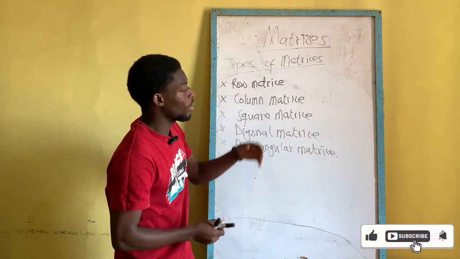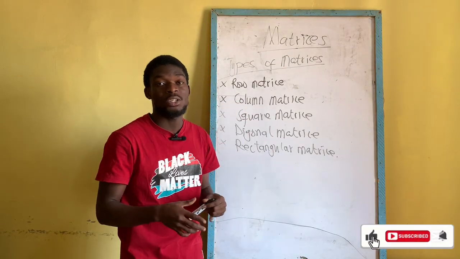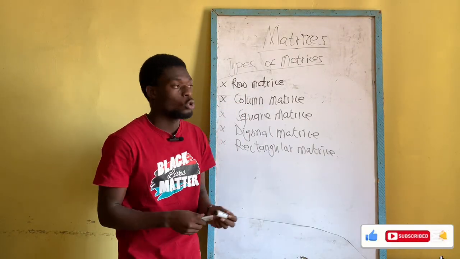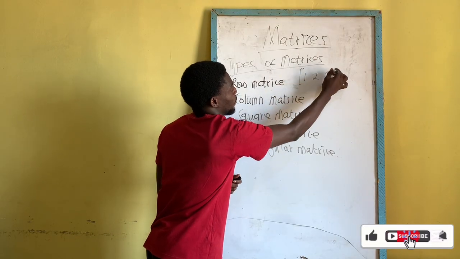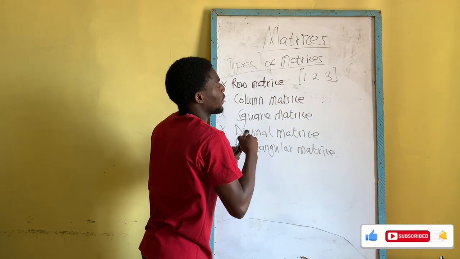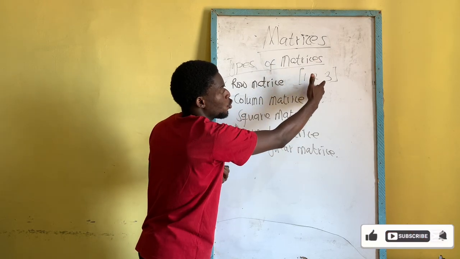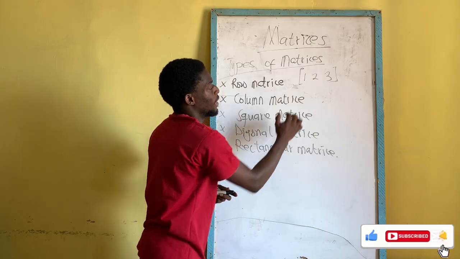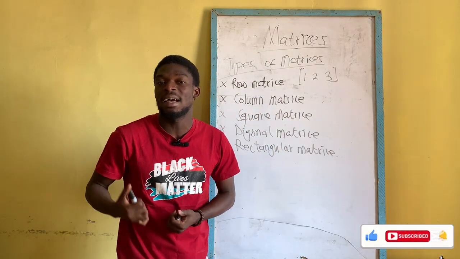Now, the row matrix, as I said earlier, is simply a matrix which has only one row but multiple columns. We can have 1, 2, 3 as the example that I gave. You can see that it has multiple columns: the first column which is 1, the second column which is 2, then the third column which is 3, but a single row. So by definition, matrices are defined by their dimensions.